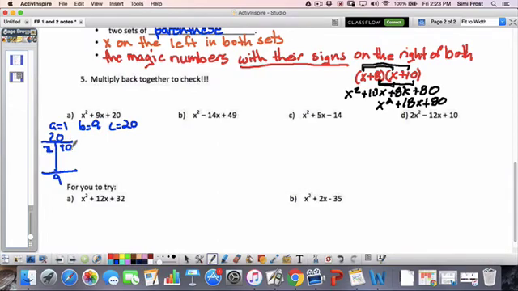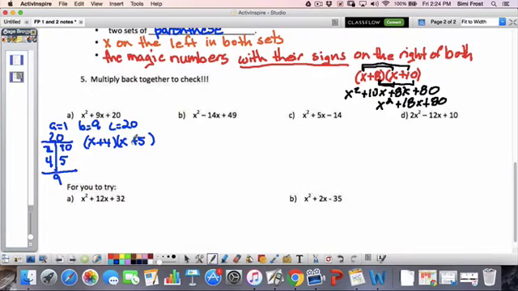All right, 2 and 10 multiply to 20. They're not going to add or subtract to 9, so that's not going to work out for me. Next, I'm going to try 4 and 5. 4 and 5 do multiply to 20, and they add to 9. So there we go. I'm going to set up my 2 sets of parentheses. X is on the left. Both of these are positive, so I'm going to have plus 4 and plus 5.